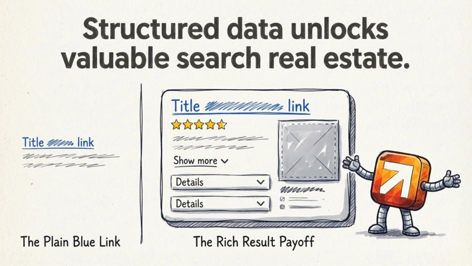The format we use to implement schema is called JSON-LD. JSON-LD is a block of structured code typically placed in the head of your HTML document or at the bottom of the body. Google officially recommends JSON-LD, and it's the cleanest implementation from a developer standpoint because it's completely separate from your visible HTML.